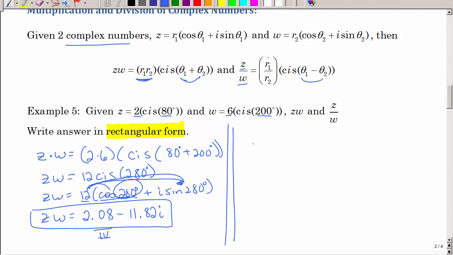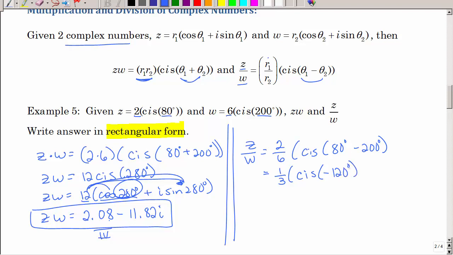So now we're going to divide. Okay, so I'm going to divide their r values, and I want to subtract their theta values. So I have 1/3 times the cis of negative 120 degrees. Now, negative 120 degrees, remember, is also 240 degrees. Now, yes, you could leave it as negative 120 if you're using your calculator, but what if I asked you right here not to use a calculator, as in I don't want decimals, but I want the exact values?